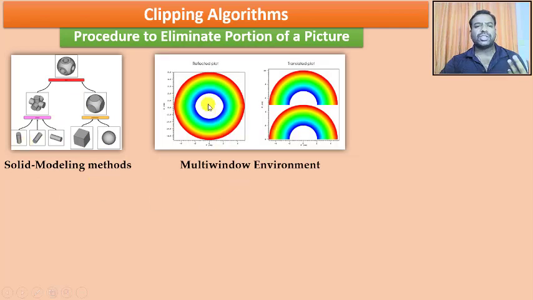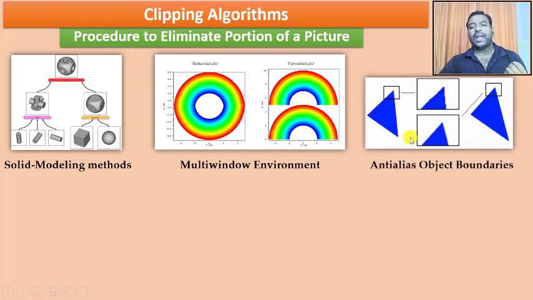Another application: whenever we have a single object and I want to visualize parts of this object in different windows, I can do this using the clipping operation. I take the first part, clip out the second part, and display it in the first window. Then I take the second part, clip out the first part, and display it in another window. Hence, in a multi-window environment, I should think about the clipping operation.